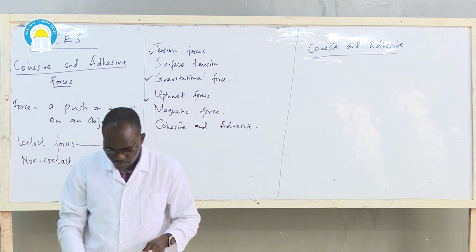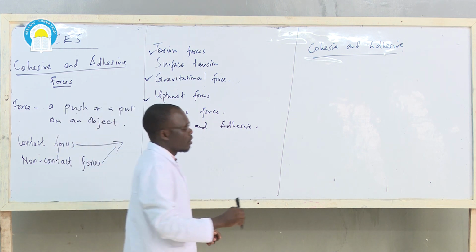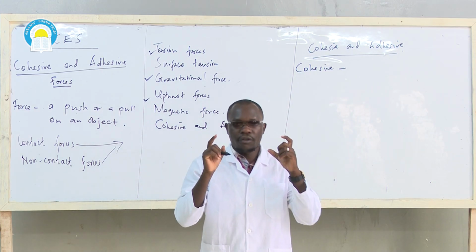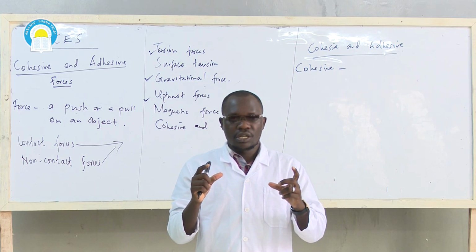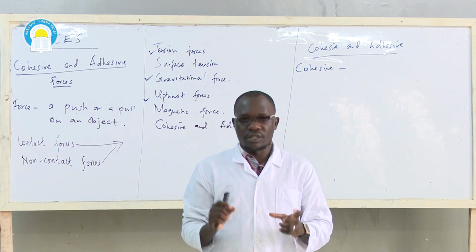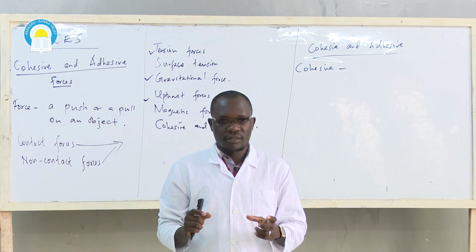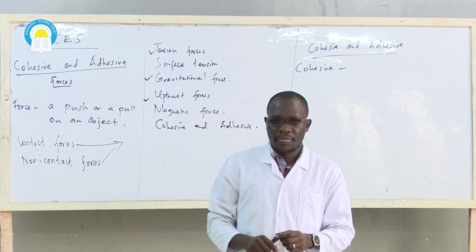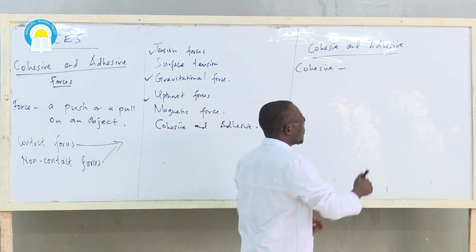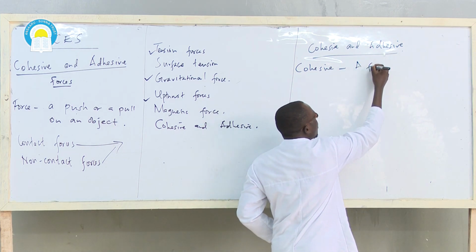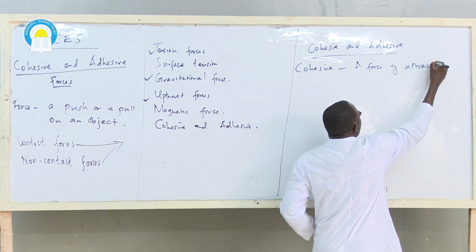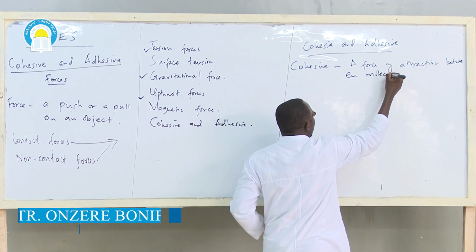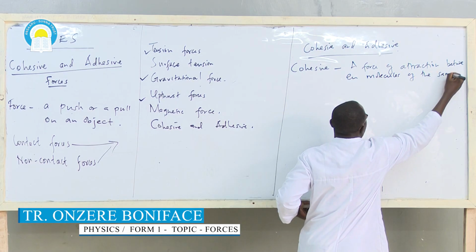Now, what is a cohesive force? We define a cohesive force as a force of attraction between two molecules which are alike. It is a force of attraction between molecules of the same kind. When I talk of molecules of the same kind, we are referring to similar molecules. A force of attraction between molecules of the same kind.